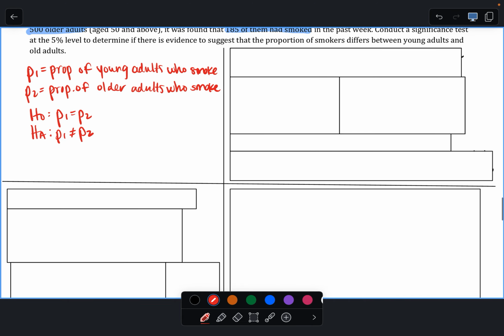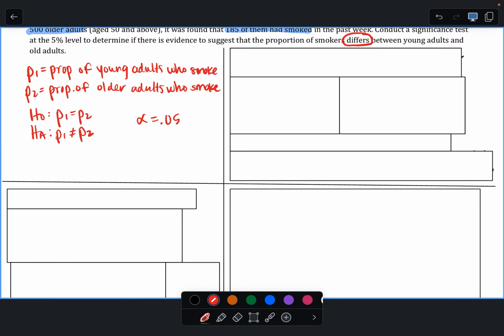The only reason why I'm picking not equal to is because they want to know how it differs. If they said they thought that young adults was higher or older adults was higher, then I would change my inequality direction, but they just want to know, is it different? So my alpha level is 0.05.